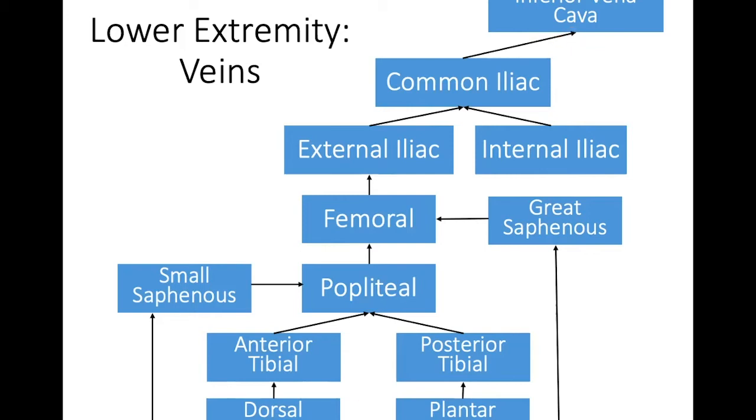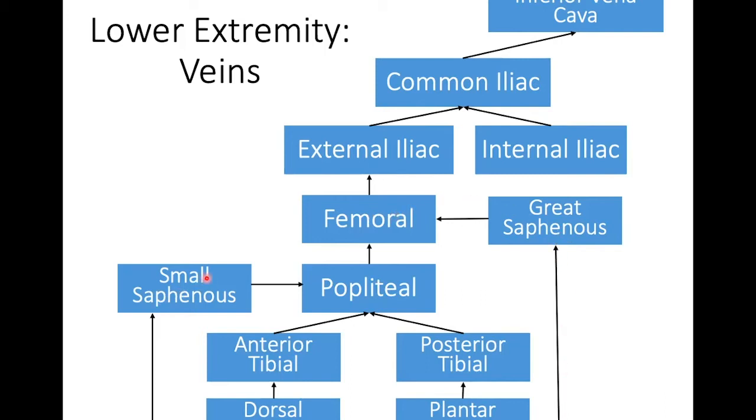Remember, because they are the veins, they are draining in the opposite direction. The addition here of the small saphenous, remember it is located on the lateral aspect, draining into the popliteal vein. And the great saphenous or greater saphenous vein drains all the way through the medial aspect of the entire leg into the femoral vein.